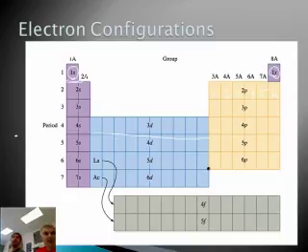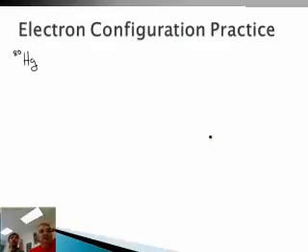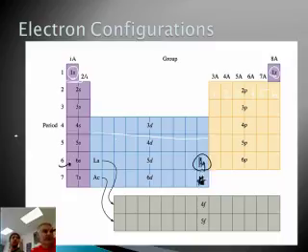So Mercury is in row 6. Sorry, not 7, it's in row 6. There's Mercury, and so let's go backwards, working backwards on a long sheet of paper, so to speak. Going backwards from Mercury, it's going to be 5d10. It's the very last one, so it has to be a 10.